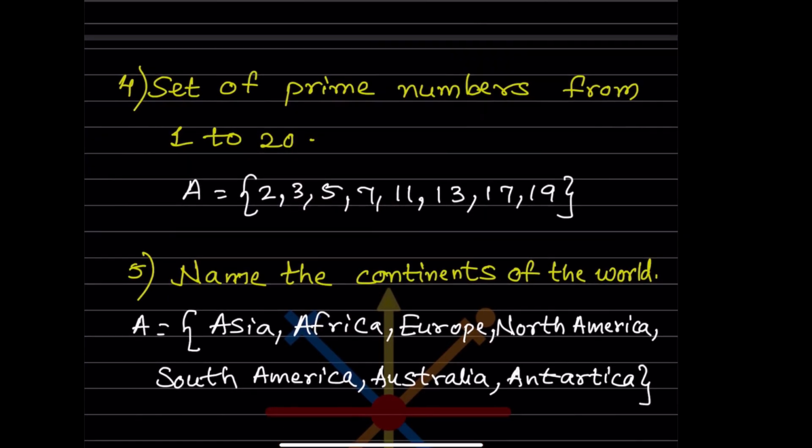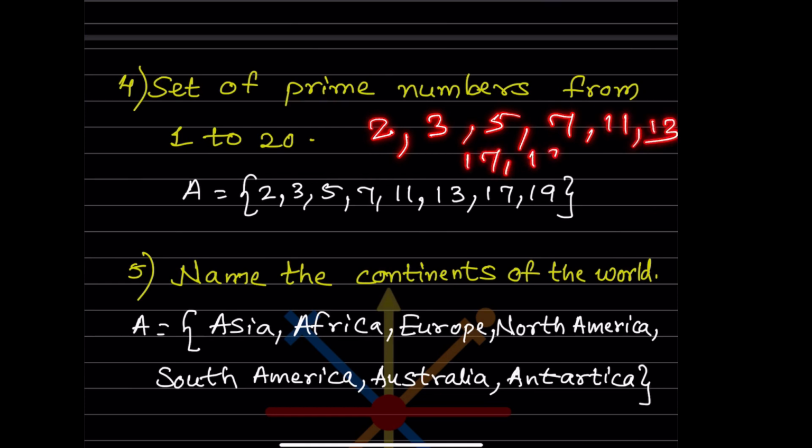Set of prime numbers from 1 to 20. As I told you earlier, the prime numbers always start with 2, and 2 is the only even prime number. So 3, 5, 7, 11, 13, 17, 19, 23, but here we have to stop at 19 because they said from 1 to 20. So 2, 3, 5, 7, 11, 13, 17, 19. Hope you got this. The last number is 19 and it starts with 2.